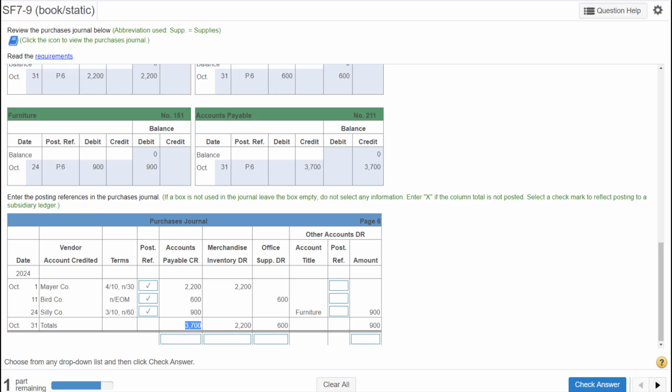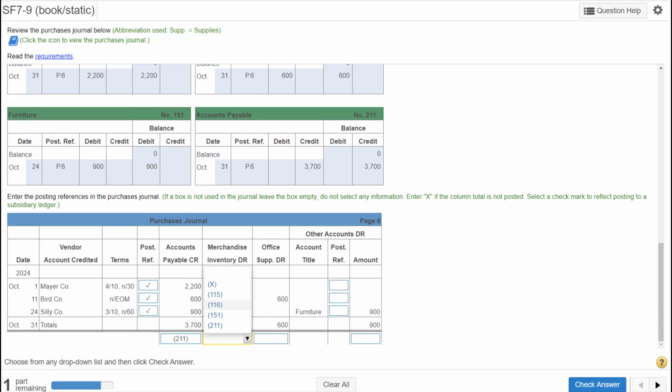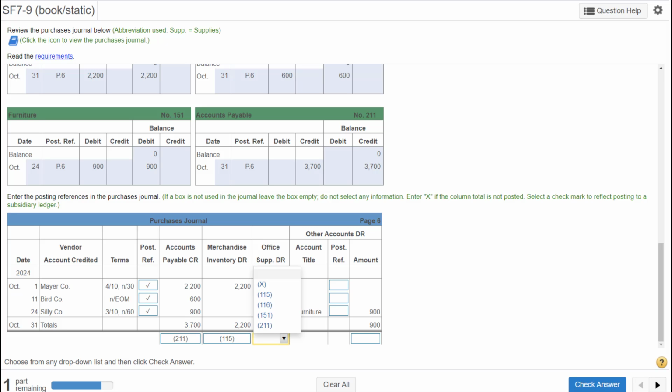Then this $3,700 is posted as a total to AP, which is account 211. And this $2,200 was posted to inventory, which is account 115. And then office supply, $600 was posted to account 116. And then do we post this $900 total? No, it does not get posted. So put an X.